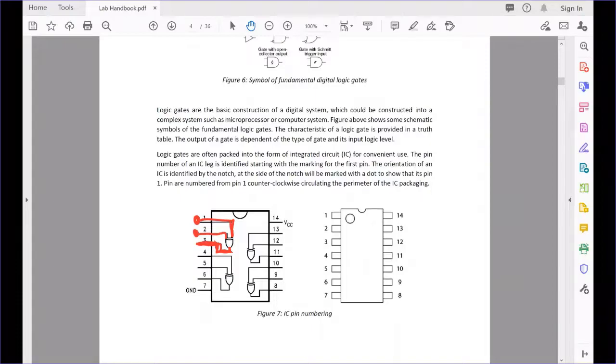For your IC to work, you must give it a power supply. Pin 14 is for you to connect to the positive side of your power supply, right? VCC means the positive side. Then pin 7 is to connect to the negative side of your power supply, the ground. So remember, you must connect the positive side and negative side so that the IC will have power to work. Then we will give input to the two inputs and get some data from the output.